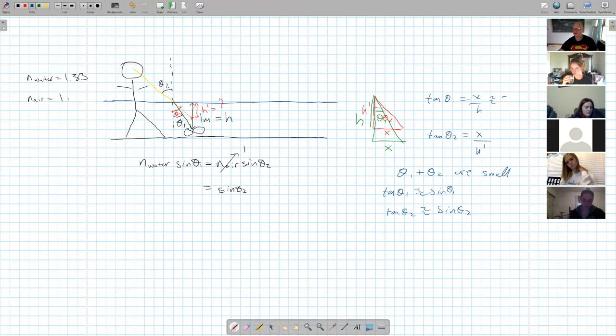So basically all this means is that we're going to replace these things here. This is approximately equal to sine of theta 1, and this is approximately equal to sine of theta 2, which means I'm going to replace sine of theta 1 here with x over h, and sine of theta 2 with x over h prime. So this is now going to become n water times x divided by h is equal to x divided by h prime. Now this x is the same as this x, so we can cancel those out. Finally, h prime is going to be equal to what? h divided by n water.